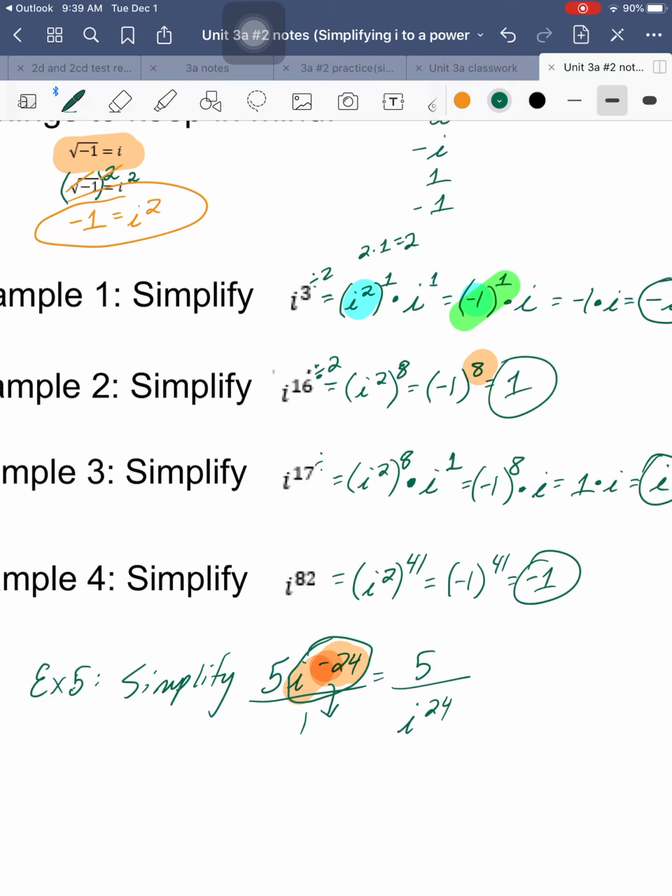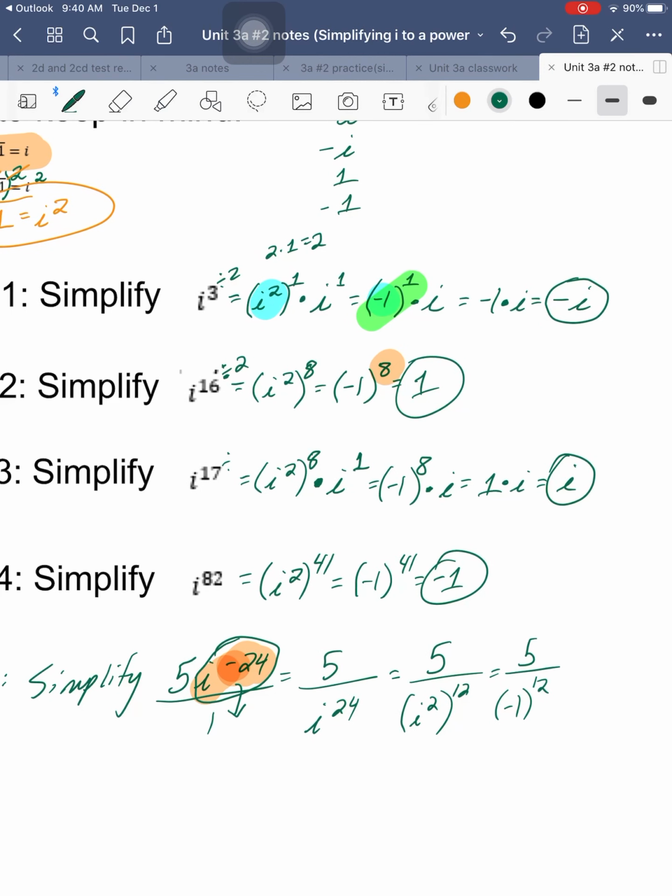And we'll talk a little more in class about that. And then you start just looking in the denominator, how many i squareds can you divide out of 24? That's just 12. And then i squared is negative 1 to the 12th. Negative 1 to the 12th, that's an even exponent, so that's going to be a positive 1. And 5 divided by 1 is 5. So there's your final answer.